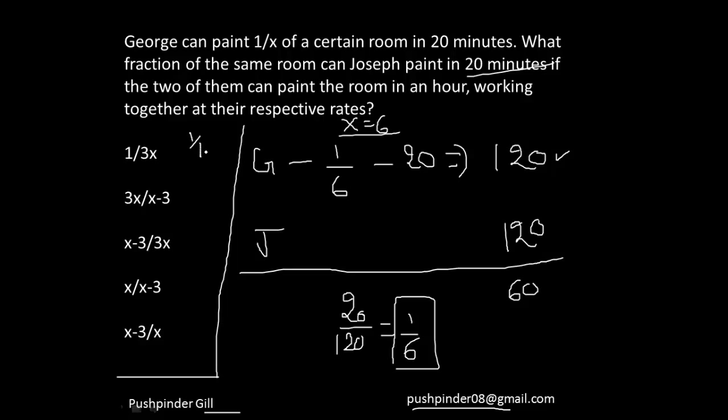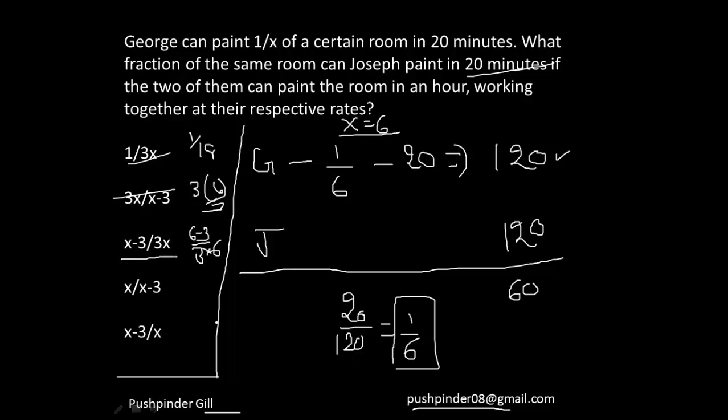This is nothing but 1/18. I need 1/6, so this is not my answer. This is nothing but 3 into 6 over 3, which is 6 again, not my answer. This is 6 minus 3, which is 3, divided by 3 into 6, which is 1/6. This might be my answer.